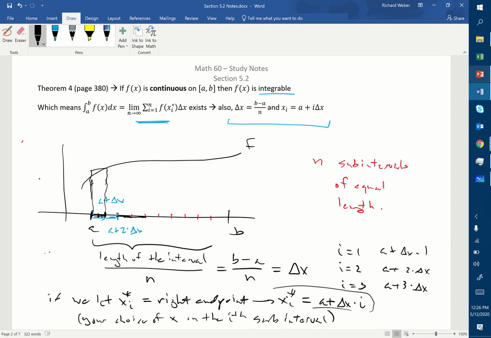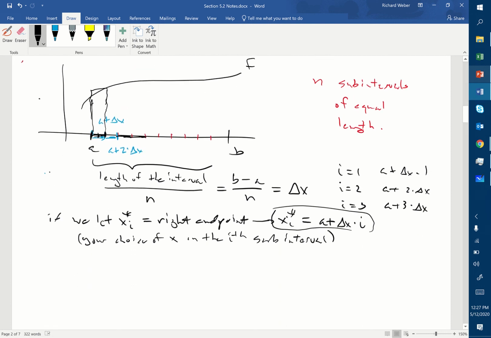Okay? So if i is 1, you just jump over once. It's the right endpoint of the first subinterval. If i is 2, you jump over twice. It's the right endpoint of the second subinterval. On down the line until finally i is equal to n and you're at b. Because i would be n and there you have it. So that formula, that's where you're getting this formula here, and that's going to help us later on our third video. But we've got a ways to go before that.